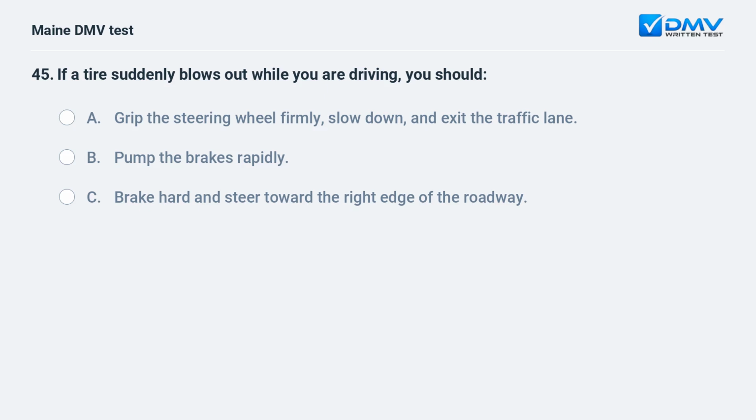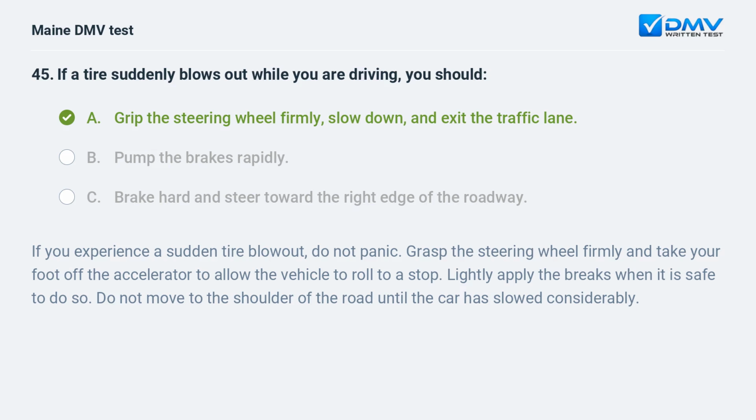If a tire suddenly blows out while you are driving, you should A. Grip the steering wheel firmly, slow down, and exit the traffic lane. B. Pump the brakes rapidly. C. Brake hard and steer toward the right edge of the roadway.